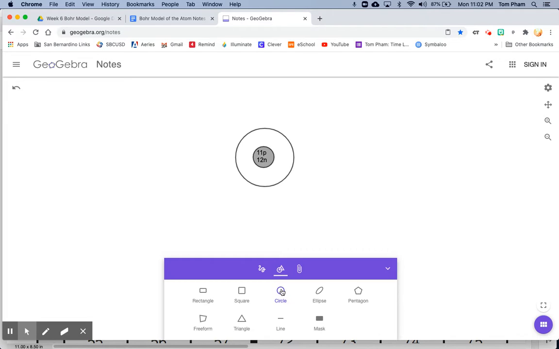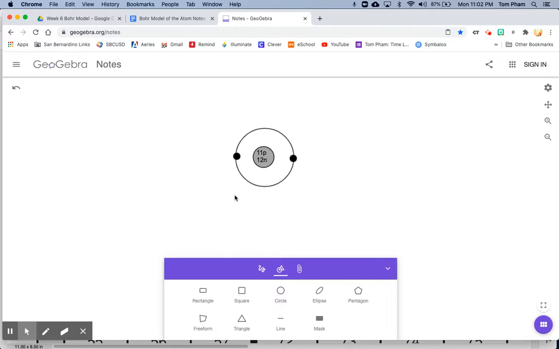So let's go to our circle and put our circle right here, and let's color it in all the way black. And let's recenter it right there. There's my first electron. Let's copy this electron and paste it, and now let's move this electron right there. So now our first energy level has 2 electrons.